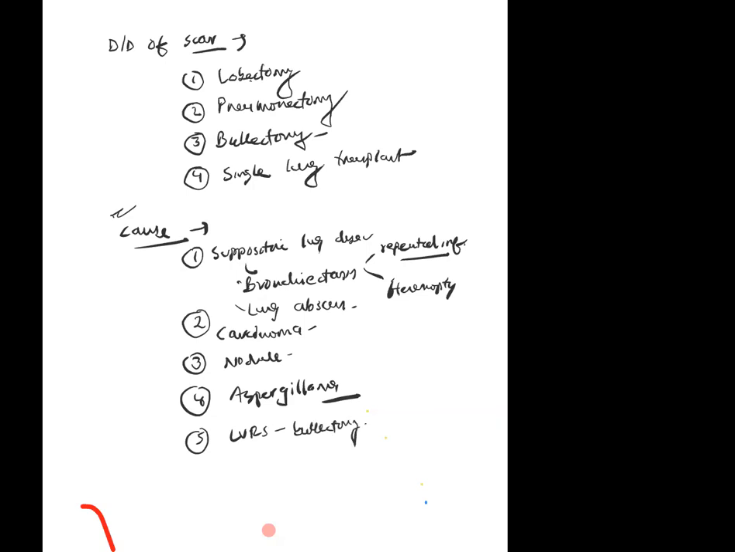So what may be the cause? It may be suppurative lung disease, mostly bronchiectasis or lung abscess. It may be carcinoma, nodule, or aspergilloma. Those are the common causes of lobectomy, bullectomy or pneumonectomy.